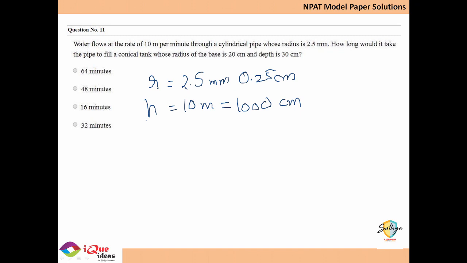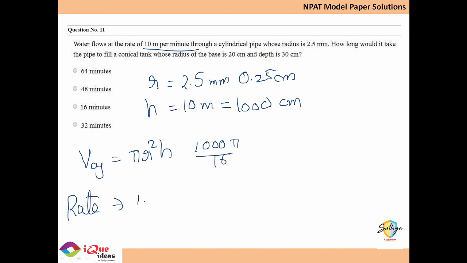Now, the volume of the pipe is nothing but volume of a cylinder, which is equal to pi r square h. So keeping pi as it is, you will get the volume of this cylinder is 1000 pi divided by 16. And because it is 10 meters per minute, I will also get that the rate at which water flows here is 1000 pi by 16 liters per minute, right? Whatever unit it is per minute, I will take that as the rate of flow.